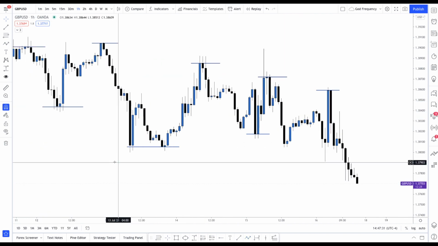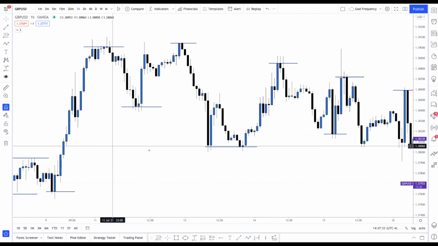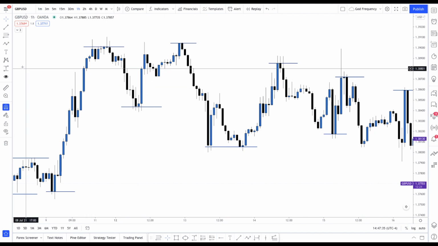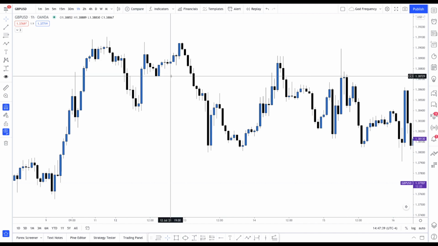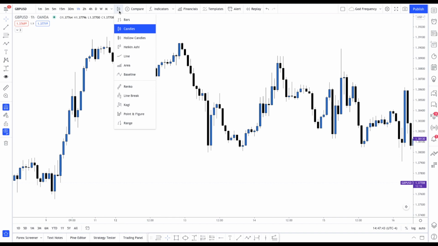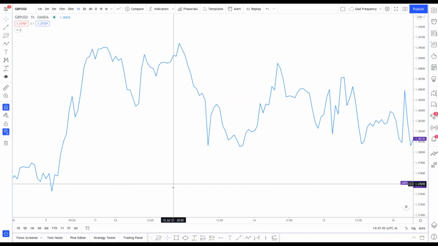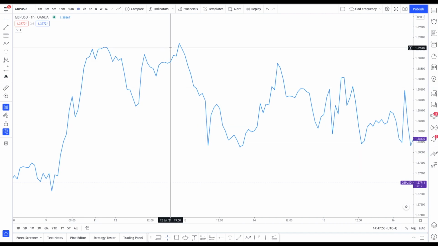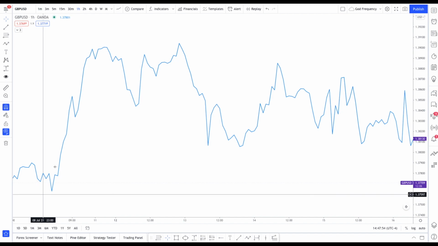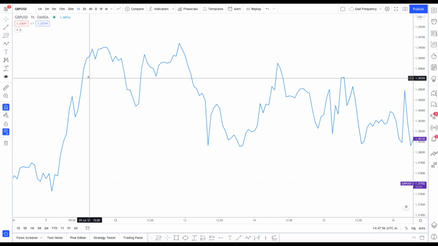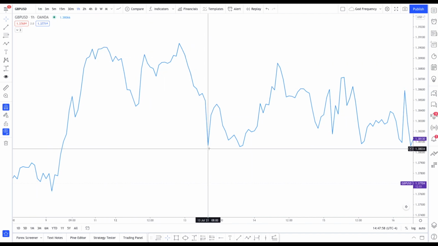Now that we know that, when you're looking at these charts, a good way, or how I learned early on in my development, was to just look at the line chart, because you can see the peaks and valleys, and you can see those swing points a lot clearer on these line charts.